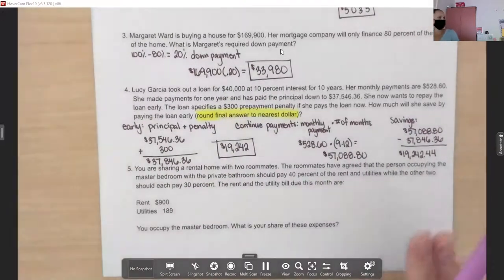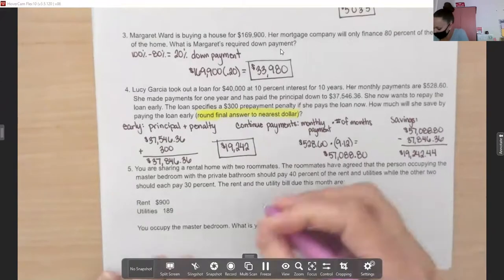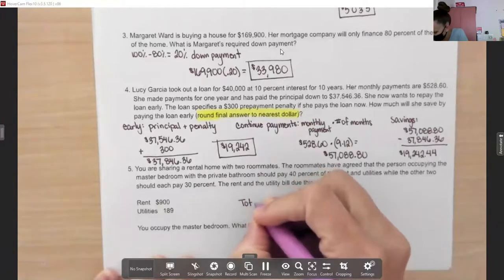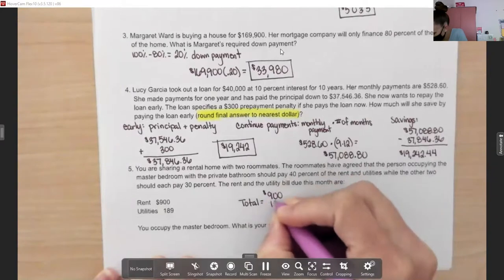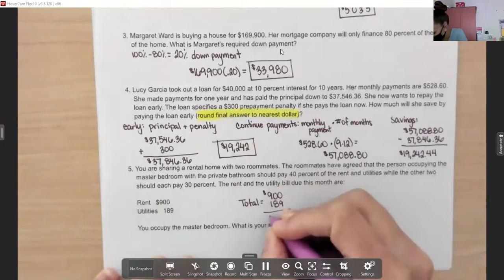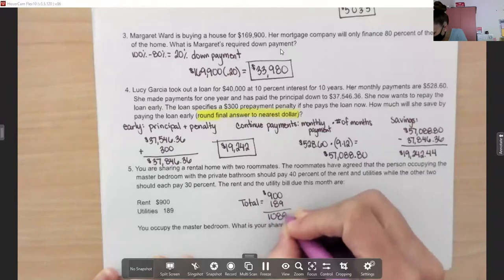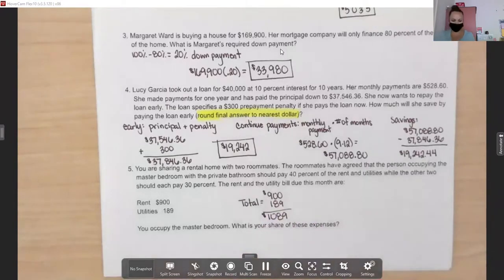And then last math problem here. You're sharing a rental home with 2 roommates. The roommates have agreed that the person occupying the master bedroom with the private bathroom should pay 40% of the rent and utilities, while the other 2 should each pay 30%. The rent and utilities bill due this month are $900 and $189. So the total for the month, 900 plus 189 is $1,089. That's what everybody owes combined.